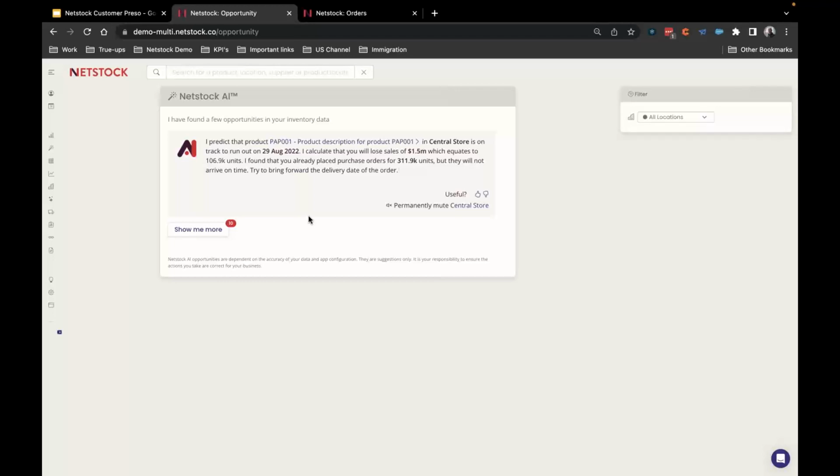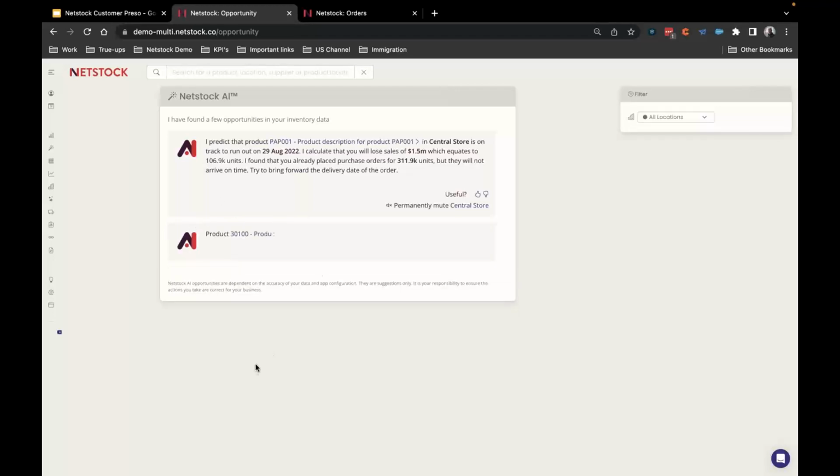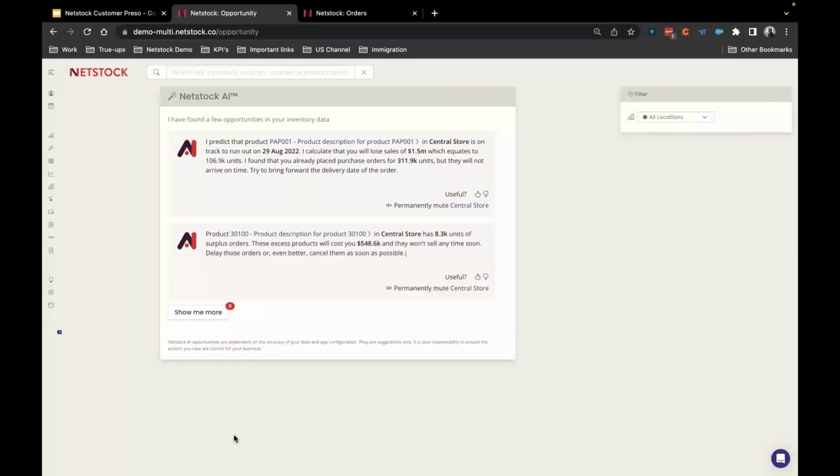Whatever the advice is, it'll give that to you, and you can just click on this and it'll show you more and more opportunities. There's 11 of them that it has picked up, critical ones, that we can share with you. The other nice thing about this is that you can decide whether this is useful for you or not, or whether you want to mute a specific location. Based on the user that is using it, it will then learn what kind of things this user is more interested in and produce more of those type of suggestions for this user.